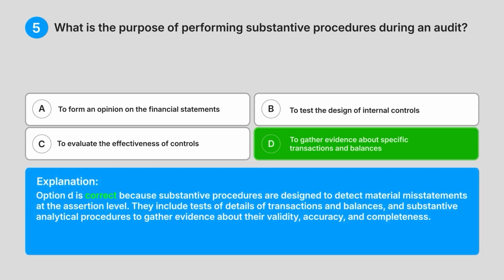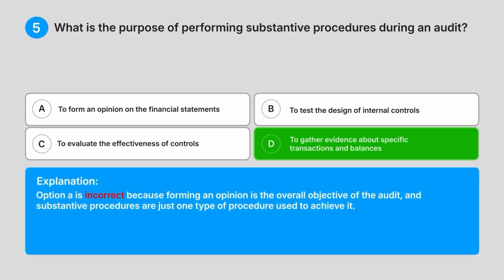Explanation. Option D is correct because substantive procedures are designed to detect material misstatements at the assertion level. They include tests of details of transactions and balances, and substantive analytical procedures to gather evidence about their validity, accuracy, and completeness.